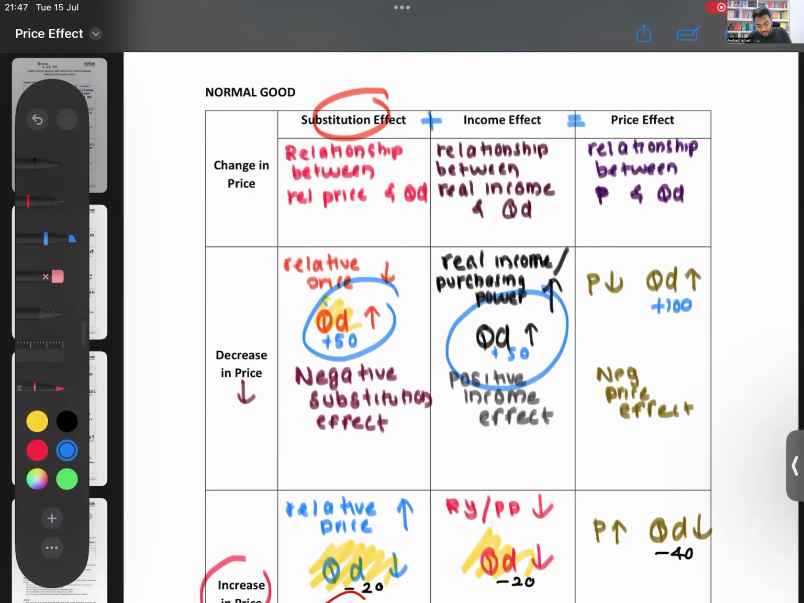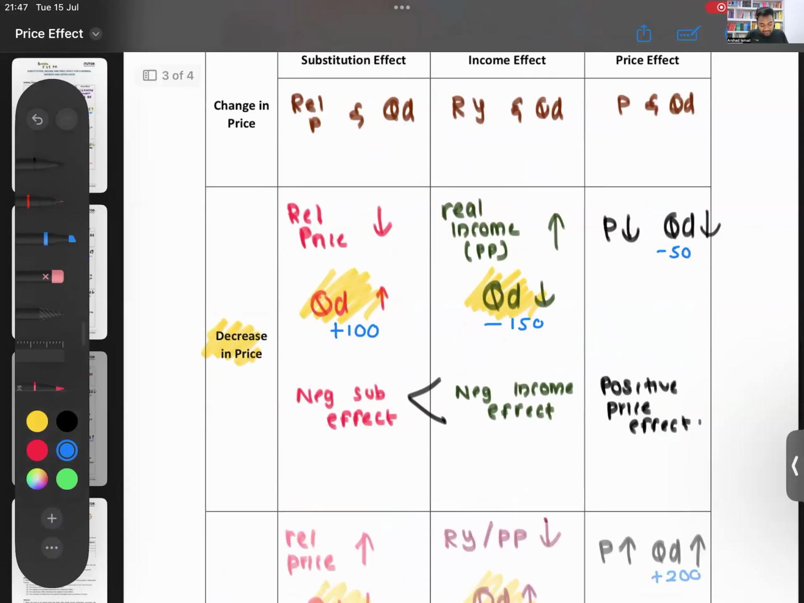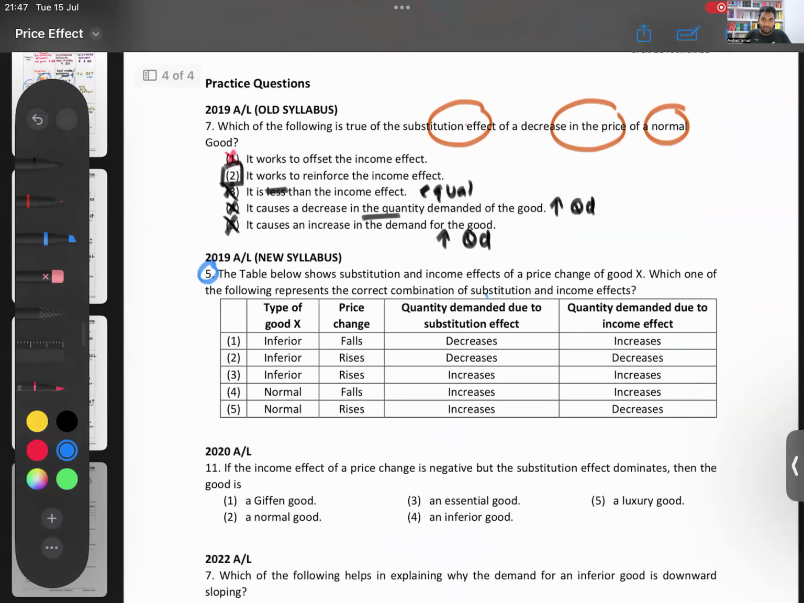So for a normal good, when the price decreases, what happens to QD? For an inferior good, when the price increases or decreases, what happens to QD? You can go through your notes and come up with an answer. One by one, check and see which one is right, which one is wrong. So far, most answers I have are correct.